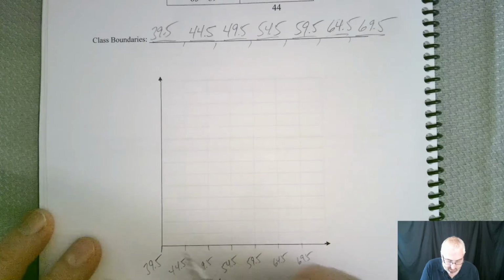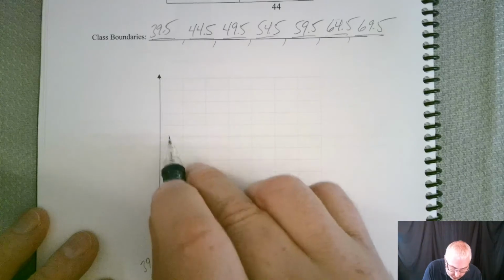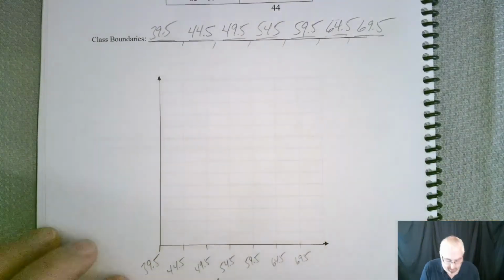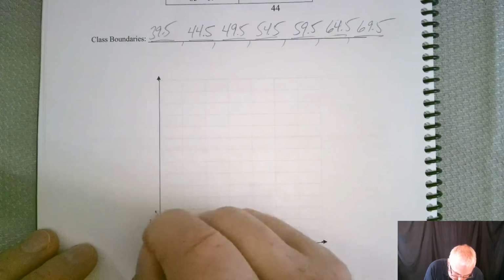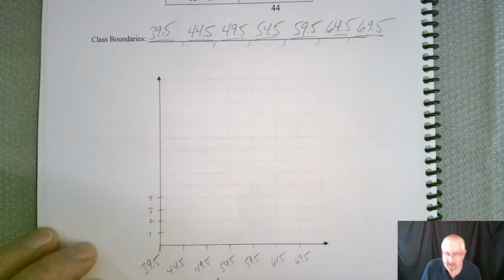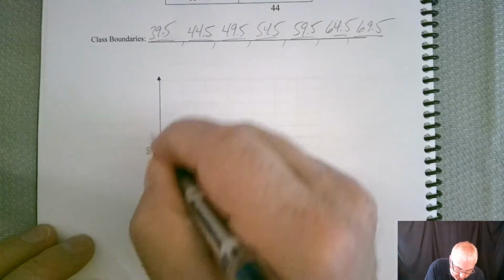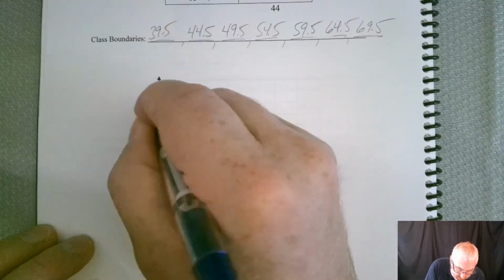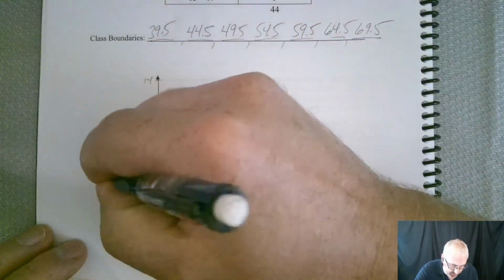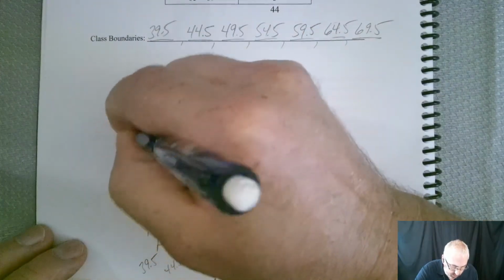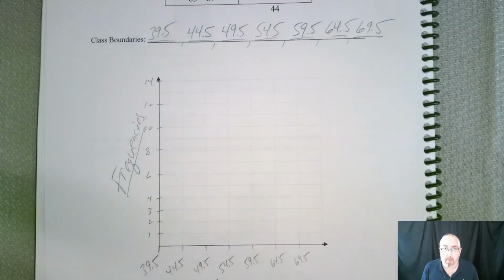But let's see how many boxes we got. I think we might have enough. 1, 2, 3, 4, 5, 6, 7, 8, 9, 10, 11, 12, 13, 14. Yeah, we got plenty of boxes. So each box can be 1 unit. So 1, 2, 3, 4. You don't have to label every single one. You can go by 2s if you want. So 6, 8, 10, 12, and 14. And then again, don't forget the label on the side. So we got frequencies over here. And now we're ready to draw our bars.